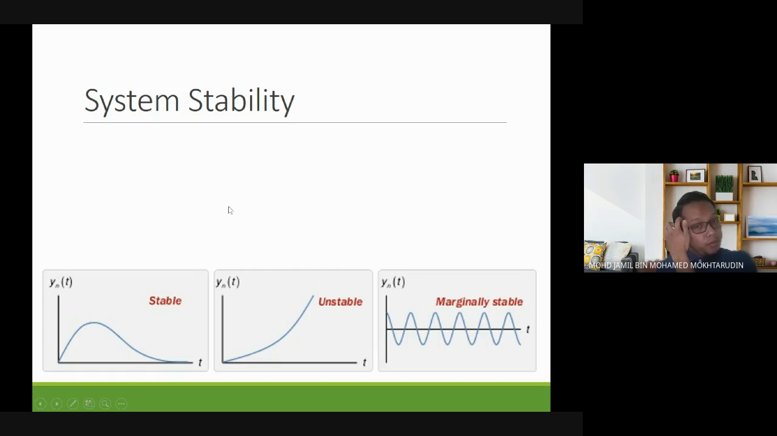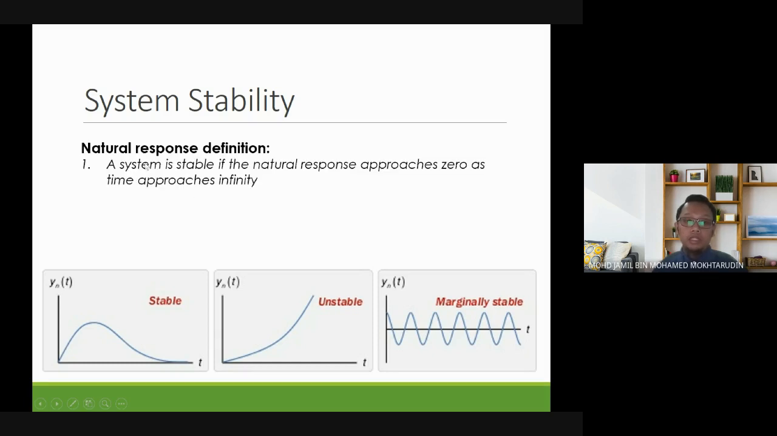Before we go into learning about the Routh Hurwitz criteria, let's refresh a bit about system stability. I think you have learned this just before the midterm break last week. So, natural response definition: the system is stable if the natural response approaches zero as time approaches infinity.